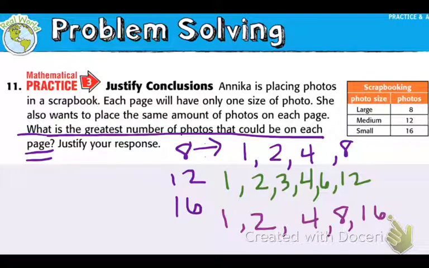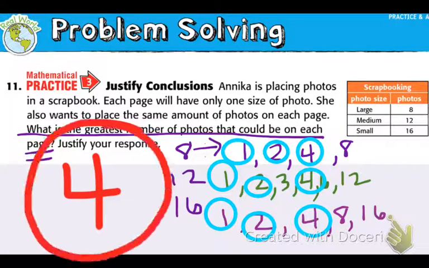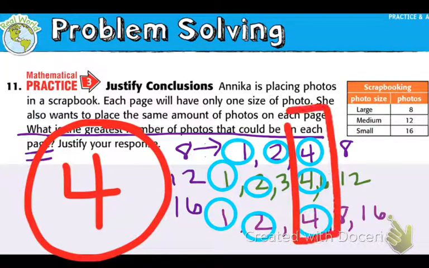So now I got to find what factors do they all share. Well, they all have a 1. They also share the factor of 2. They do not share 3, so I can't circle it. But they do share the factor of 4. I think that's the biggest one they share. So let's go back to the question. What's the greatest number of photos that could be on each page? The greatest number of photos that can be on each page is 4. And I know it's reasonable because that's the only one they share.